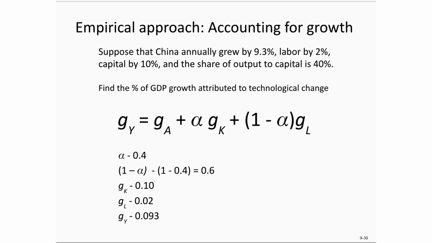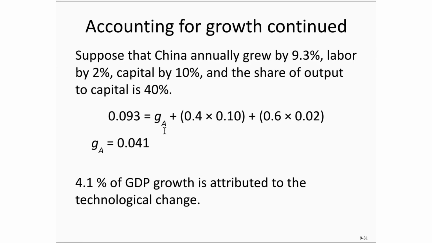So then we plug these values in, and we just have to solve for G sub A, which is what we're solving for, and we get 0.041. That tells us that 4.1% of GDP growth is attributed to technological change.